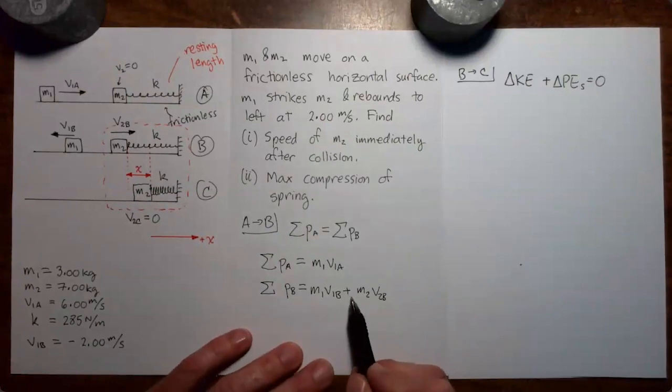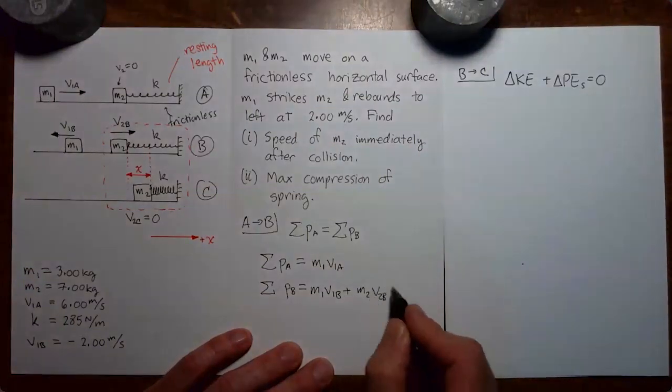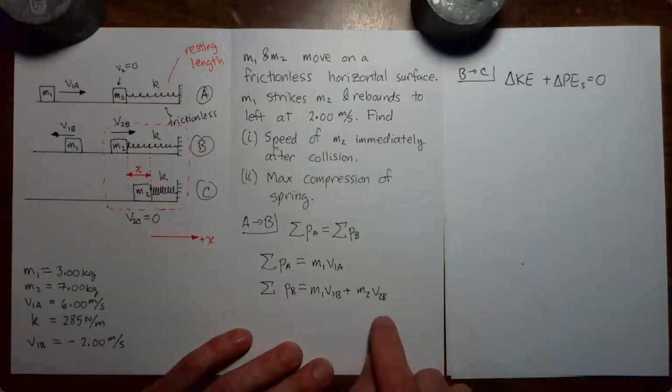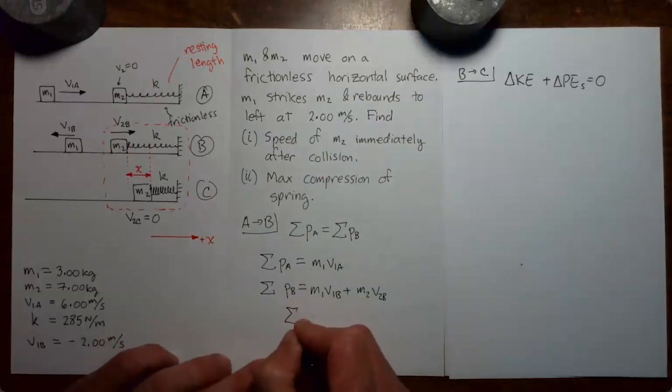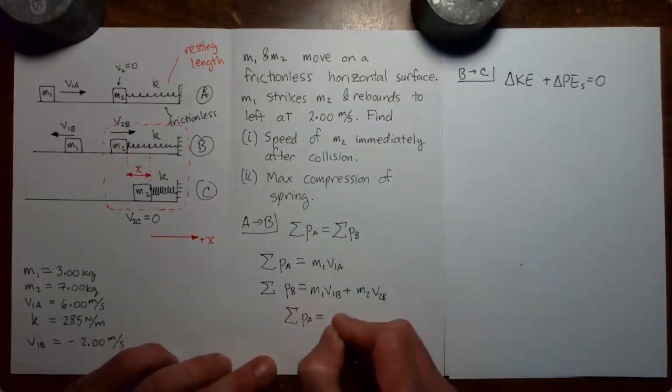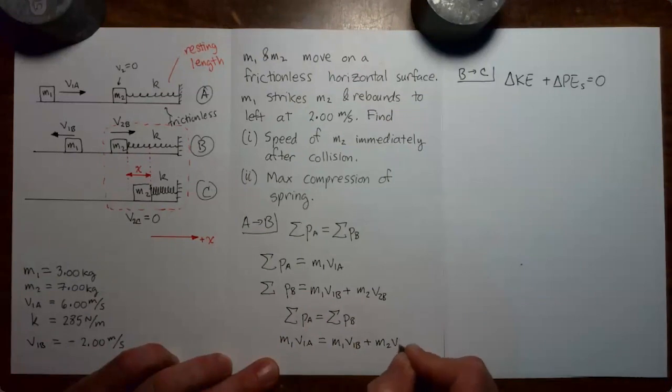It's tempting here to write this momentum as minus m2 v2b, but remember that we have a minus sign in the velocity itself, so we don't want to overdo it by putting another minus sign here. Okay, now we set total momentum in A equals total momentum in B. So we have m1 v1a equals m1 v1b plus m2 v2b. So we're solving for v2b.